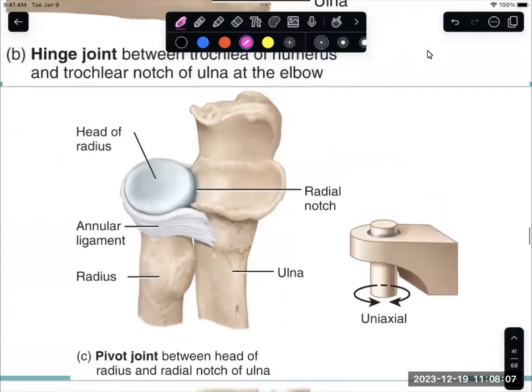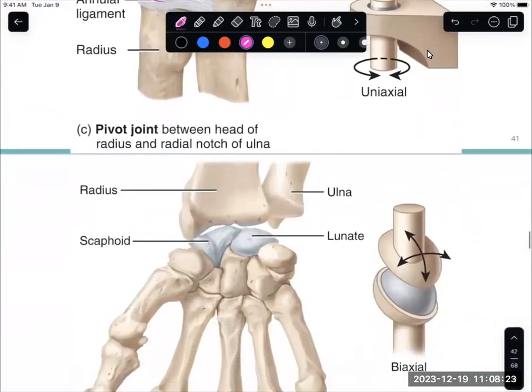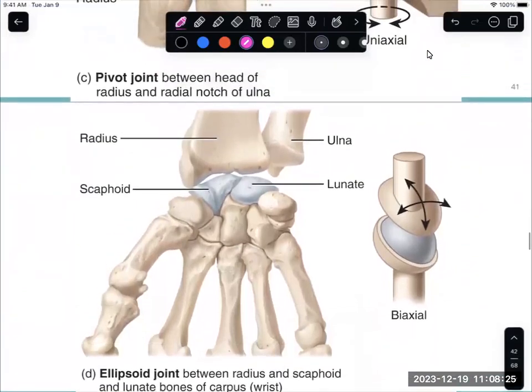Here's that pivot joint. I mentioned the head of that radius with that ligament that goes around it. This is what allows that head of the radius to rotate. So when you pronate and supinate, that head of the radius is rotating around it. Here's that ellipsoid joint, how that radius has that kind of cup, while that scaphoid and that lunate have that more rounded edge to fit into it.